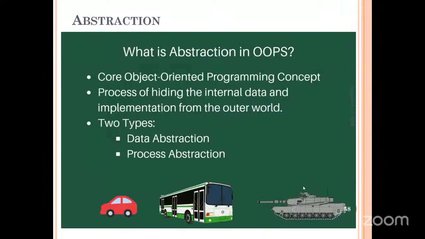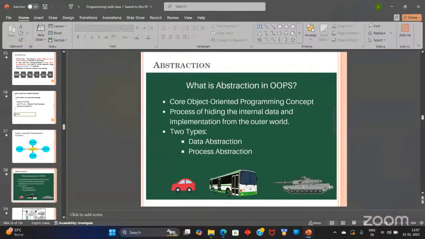And we can implement this abstraction in two ways, that is data abstraction and process abstraction. Very simple. If you are hiding the data, that is called data abstraction, and if you are hiding the procedure, the implementation, that is called process abstraction. But the general definition is hiding the implementation and providing the result, that is called abstraction.